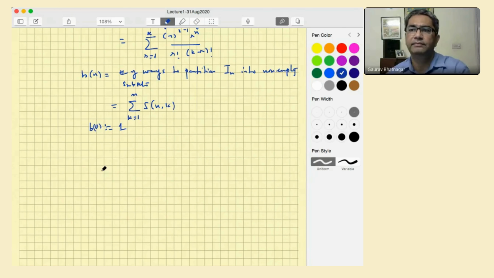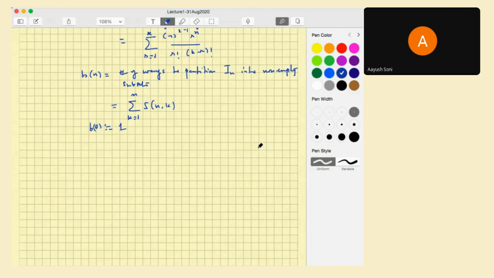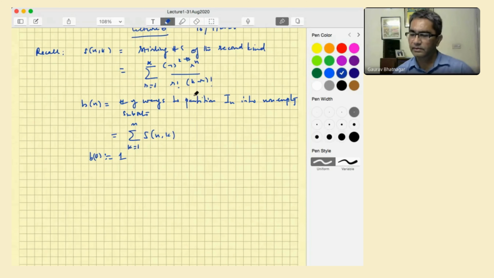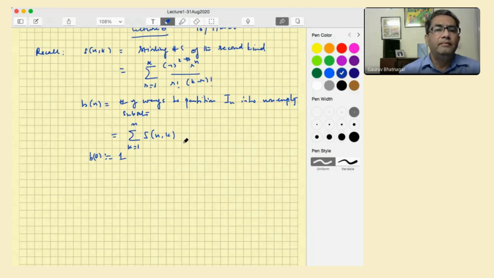Yeah. For Stirling numbers, it's (-1) to the power k minus r, right? Rather than k minus 1. It's k minus r, if you say so. Okay.